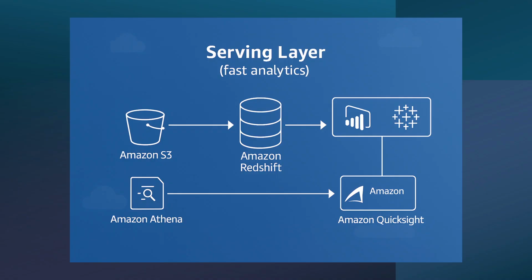Now our data is clean and organized. Let's see how we make it useful for analysis. We serve data through three AWS services that work together: Redshift, Athena, and QuickSight. We use Redshift for high performance analytics, so we don't have to manage clusters. Redshift connects to our gold layer through Redshift Spectrum, and it lets us query data directly on S3 without copies.